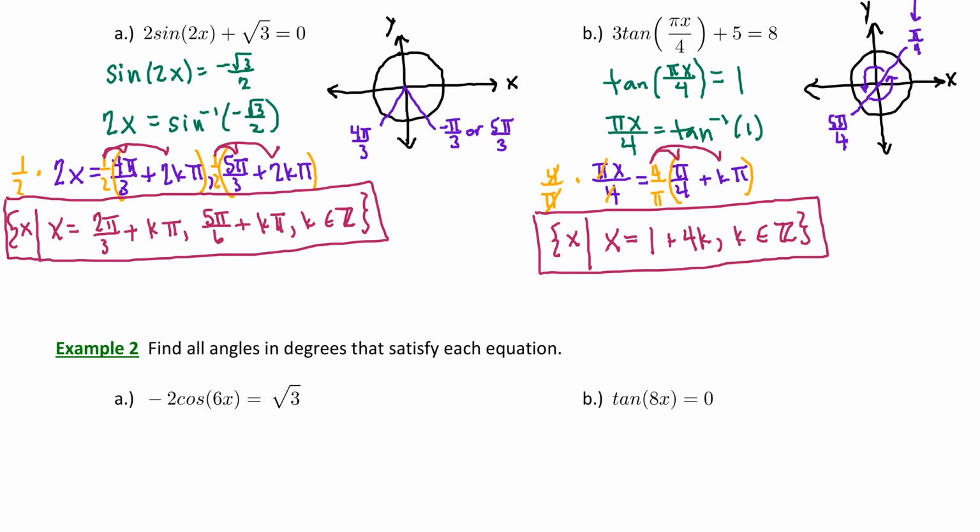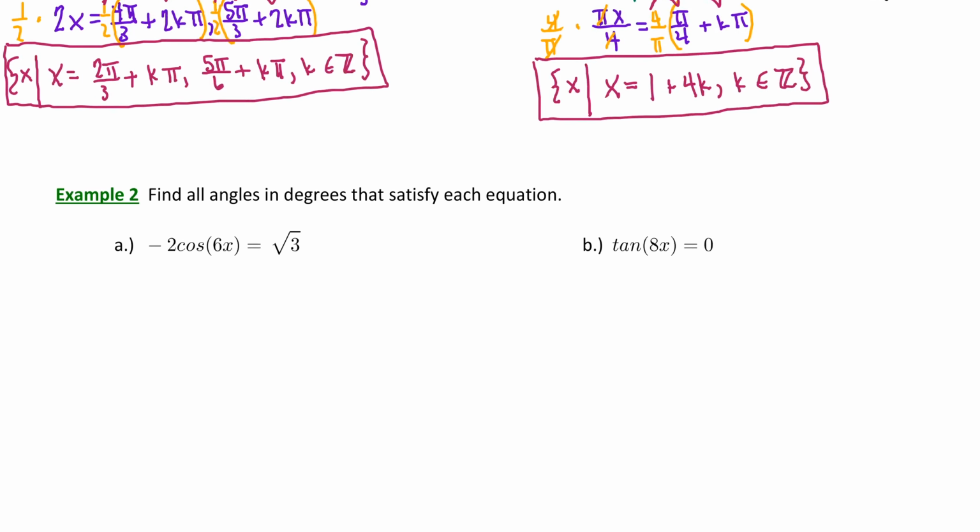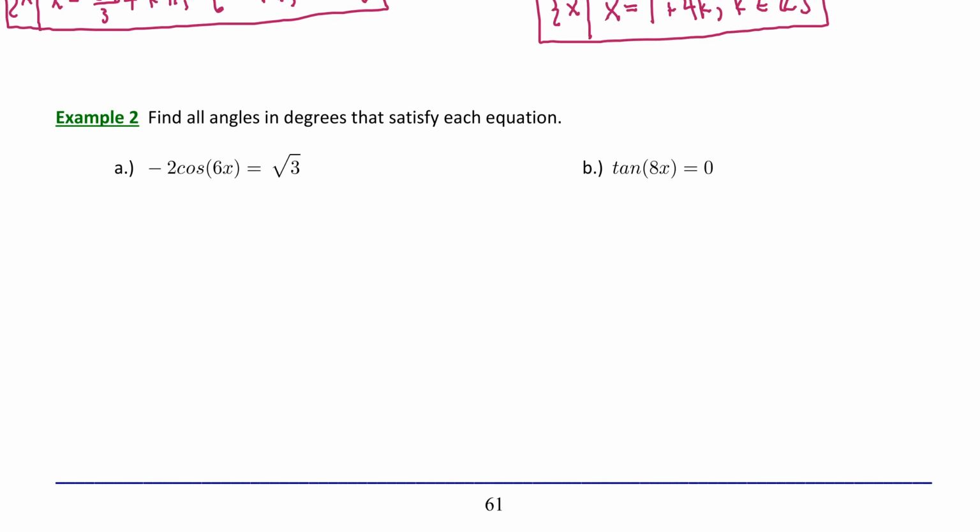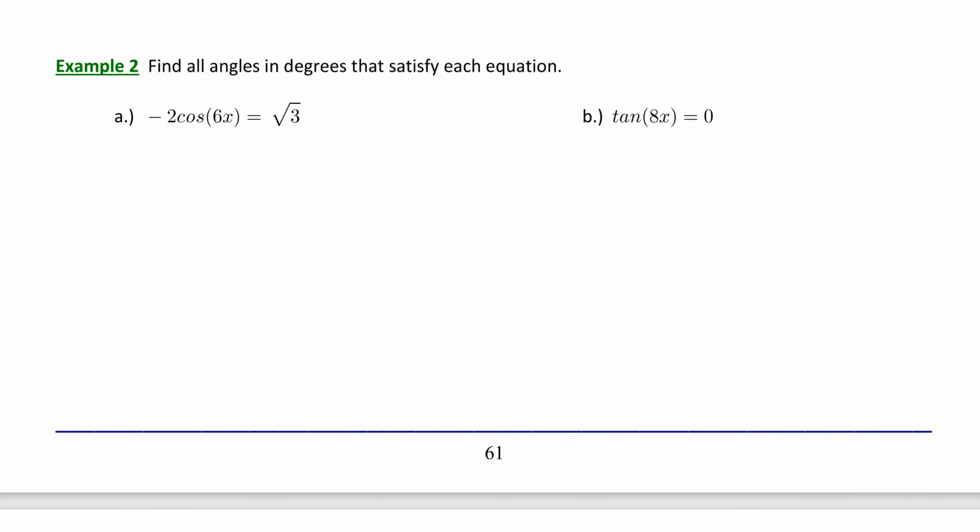These are very similar to the basic sine, cosine, and tangent equations that we studied in the last section. The difference is we have a multiple of the angle, and we have to wait till the very end to isolate the variable.